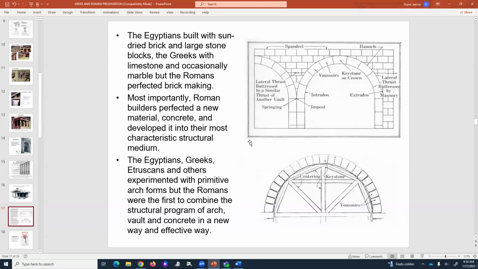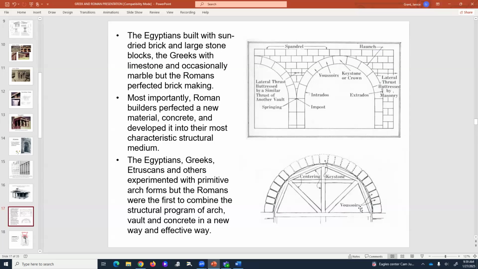The Egyptians, Greeks, Etruscans, and others experimented with these arch forms, but it was the Romans that were the first to combine the structural program of the arch, vault, and concrete in a new, effective way. So although the arch did originally appear in a few buildings in the Etruscan world, it was the Romans that really picked up the arch. And these are the different pieces of the construction of arches. We still use this today.